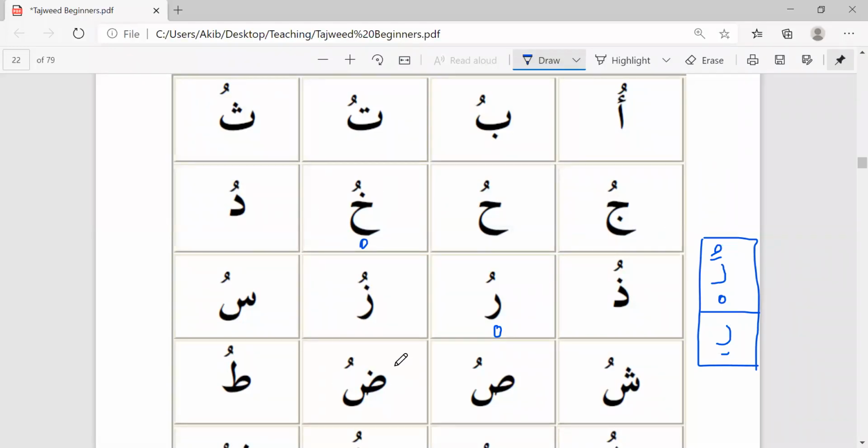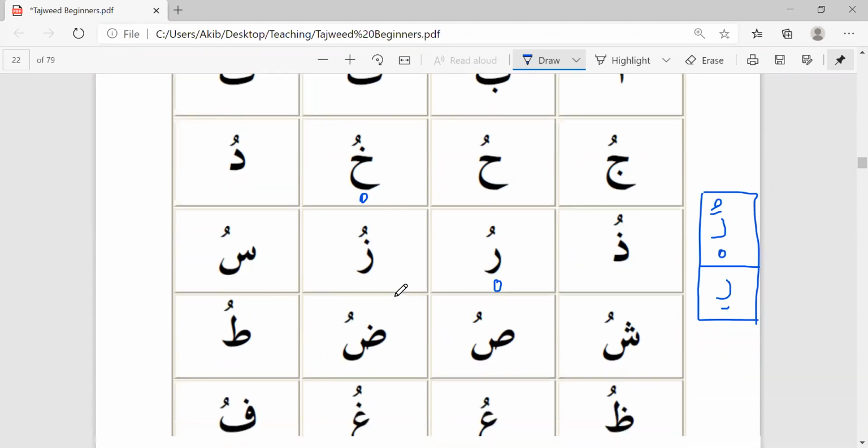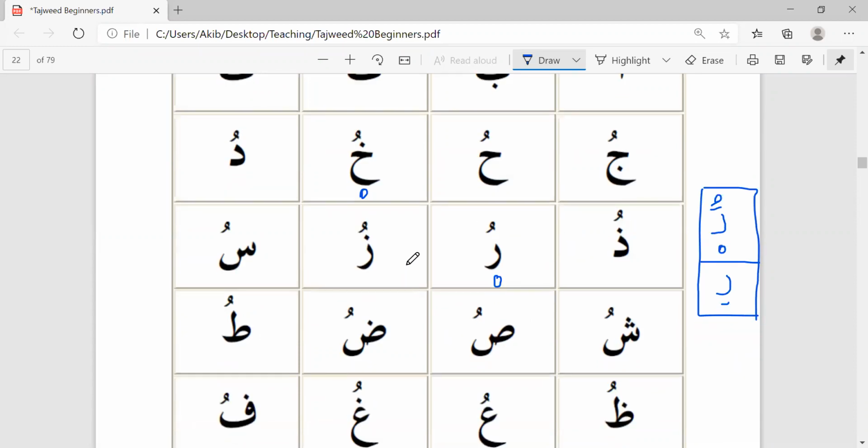The other 7 heavy letters are going to be heavy all the time. That's why we consider them part of the heavy letter group. But the ra is not heavy. Only when it has a fatha or a dhamma, it will be heavy. So ra is going to be ru, ru, ru. Okay. The za is going to be zu, zu.